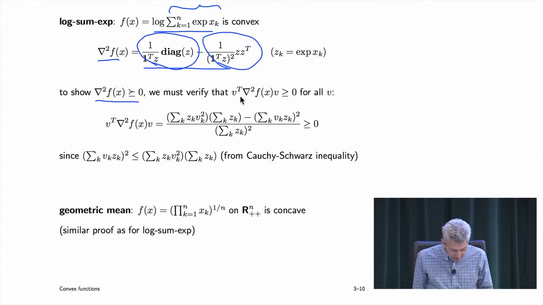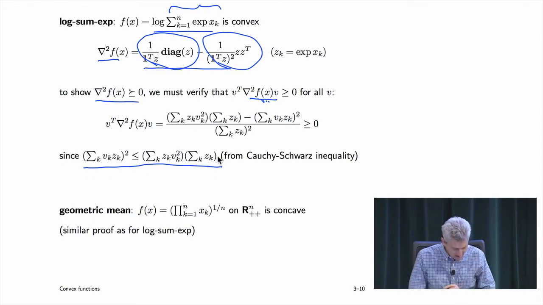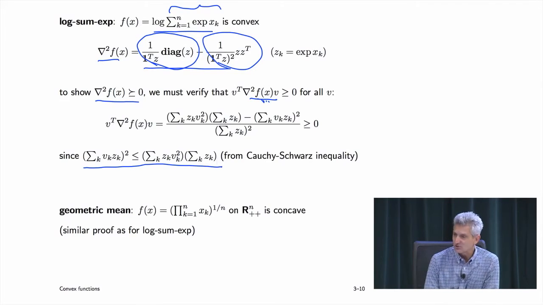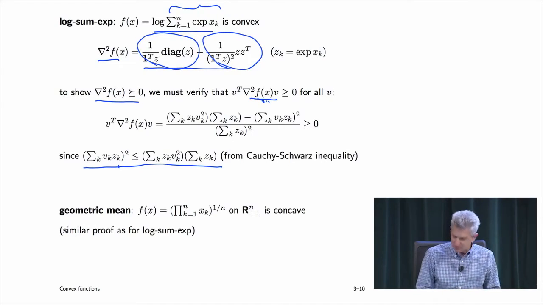So you form something like V transpose times the Hessian times V, and you argue that that thing is bigger than or equal to 0 for all V. And you might do that this way. You might use Cauchy-Schwarz, right? So Cauchy-Schwarz would tell you this inequality, right? That would be the Cauchy-Schwarz inequality applied to square root zk and square root zk vk, right? The 2 vectors. You apply Cauchy-Schwarz and you get exactly this, right? And that tells you up here that this thing is bigger than or equal to 0. So by the way, you're not supposed to be getting this in real time. You have to go off to a quiet place, check that you believe all these things, and so on. So, okay.